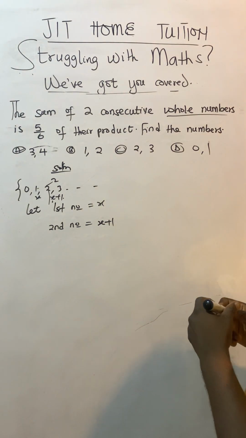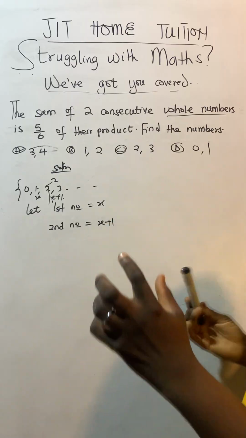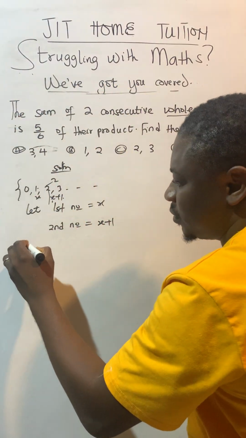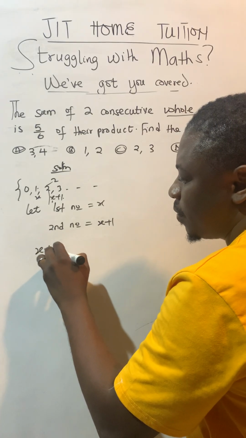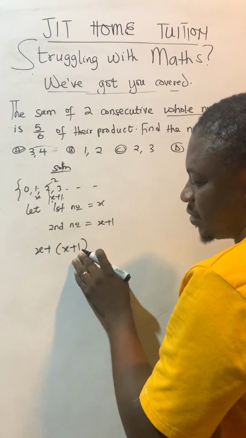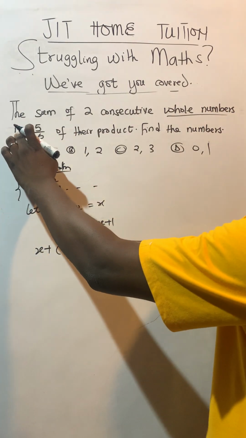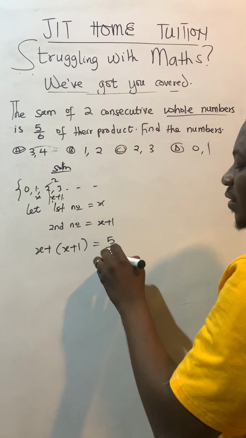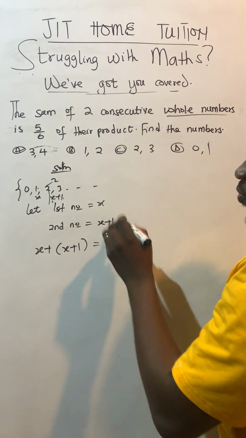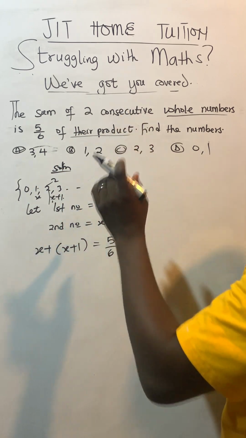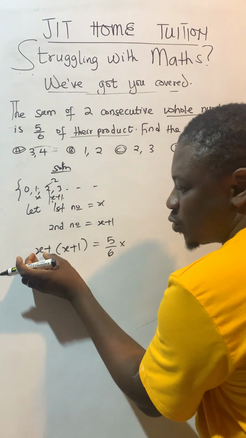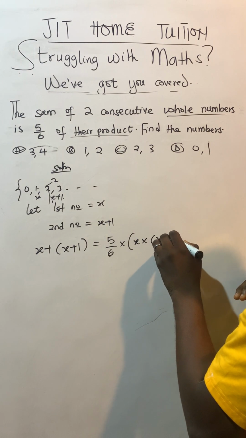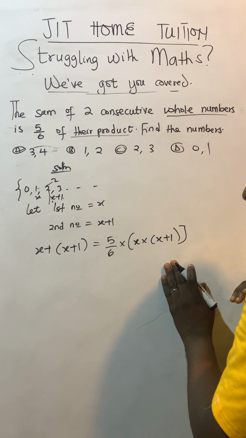Now let's watch the question. The question is saying that the sum means addition. So the sum of the two consecutive whole numbers, that is x plus the second number, is equal to 5/6 of, which means multiplication, their product. That product is when these two multiply. So in this case, you have x times x plus 1.